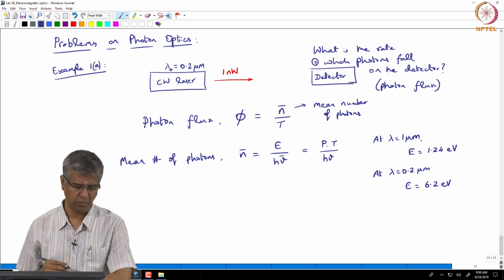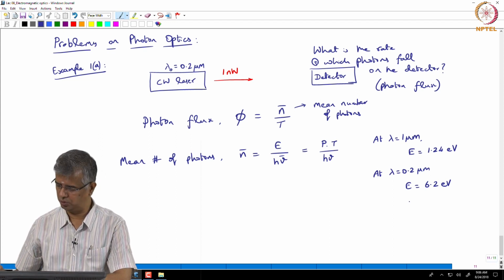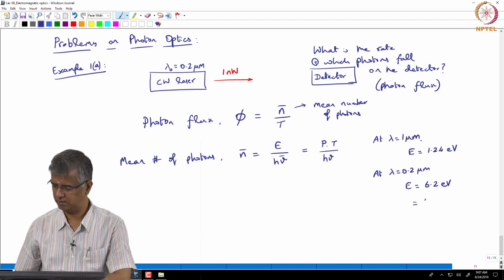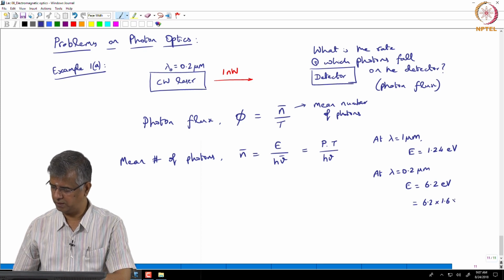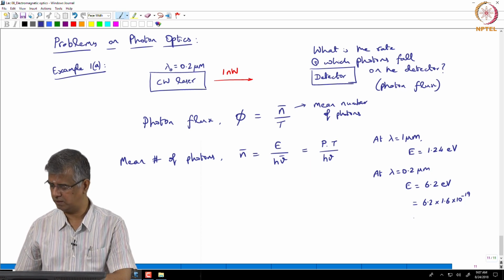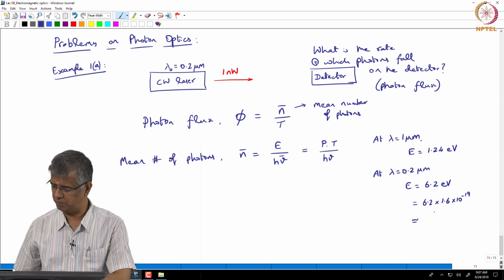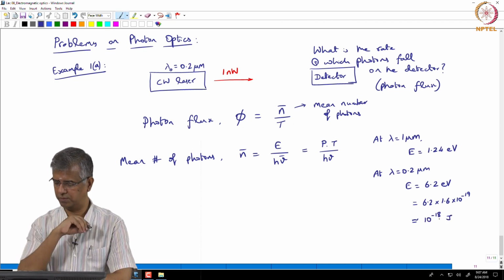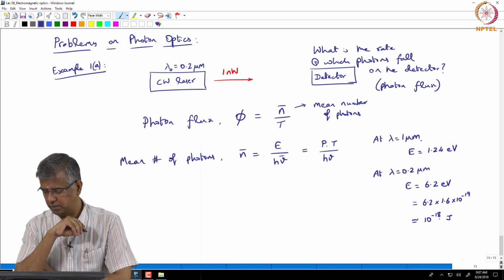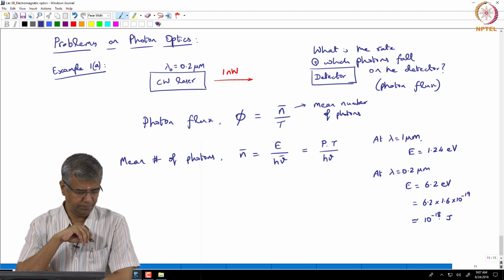And if you convert that into joules, what do you multiply that with? 6.2 multiplied by 1.6 into 10 power minus 19, the charge of an electron, and that would give roughly 6.2 and 1.6 would be roughly about 10. So, that is about 10 power minus 18 joules, right.